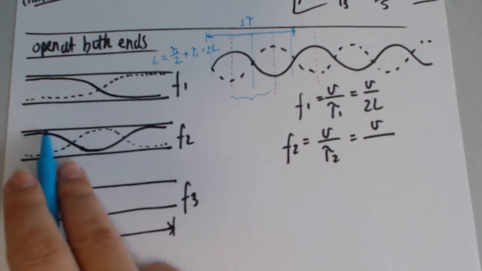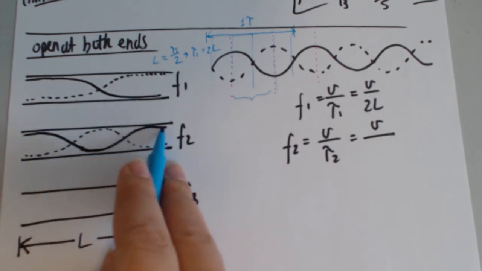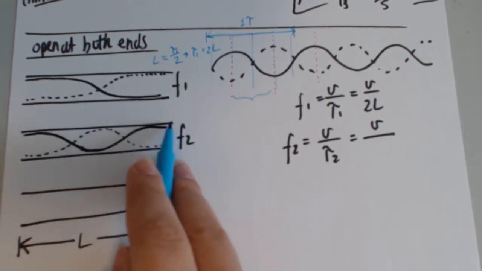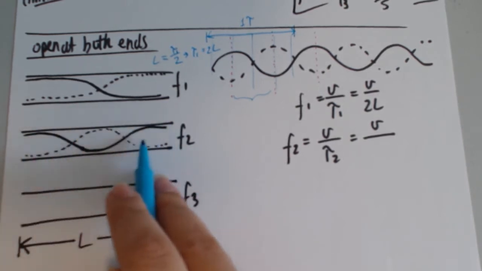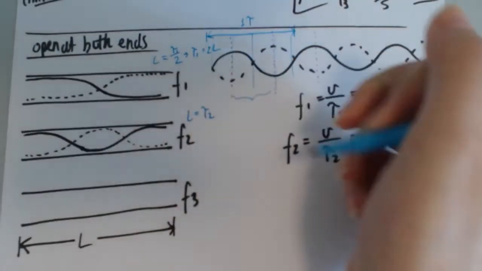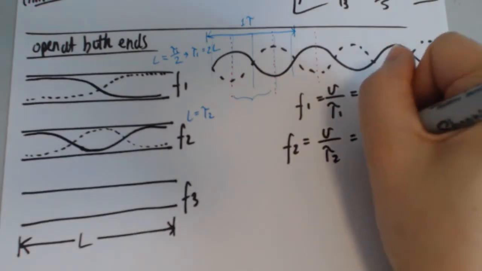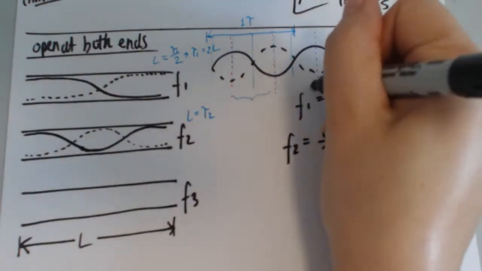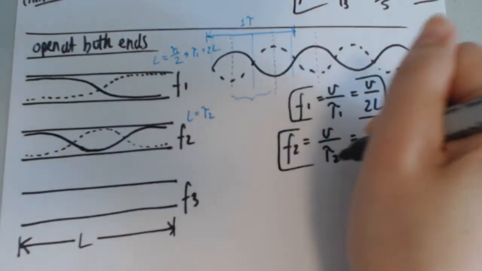Well, I'm going from the top of a crest to the full trough, back to the top of the next crest. So at this point, I would start this cycle again. And so this here is in fact one full wavelength. So L is equal to lambda 2. So that's pretty easy. I just plug L in right there. So there's F1, F2.